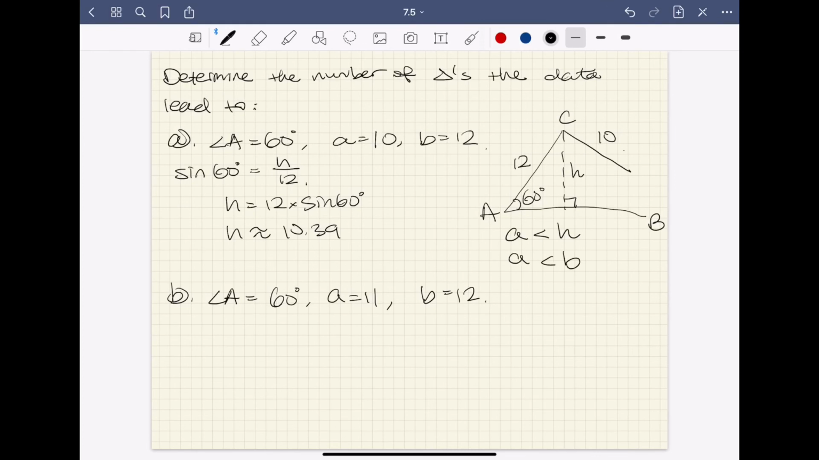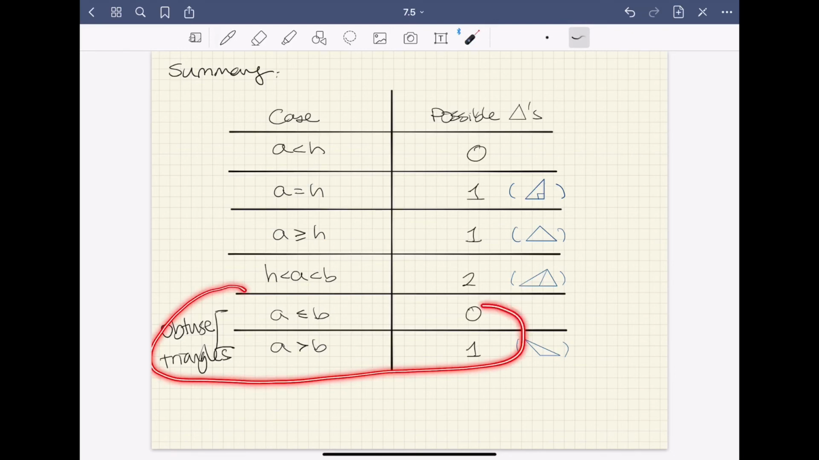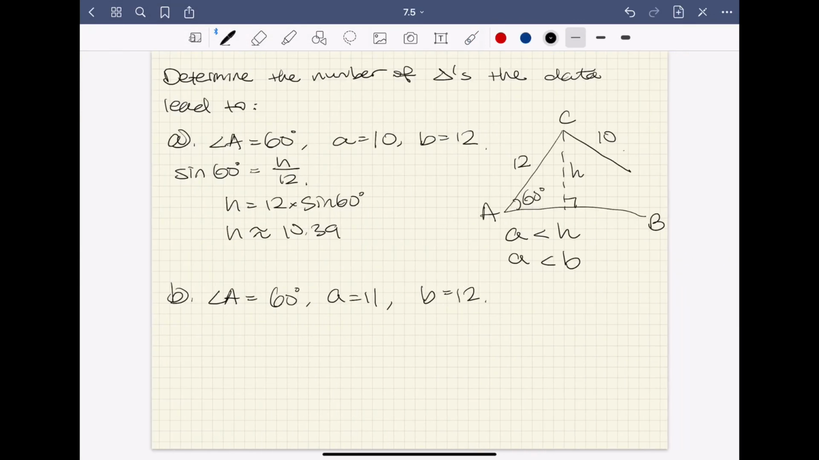Now let's check. A is less than H. Let's go back to the summary. A is less than H is case 1, which is 0 possible triangles. So this one doesn't really form a triangle. A is less than B is for obtuse triangles, so we don't use this one. We'll only use this one. A is less than H. So from here, we know we have 0 possible triangles.